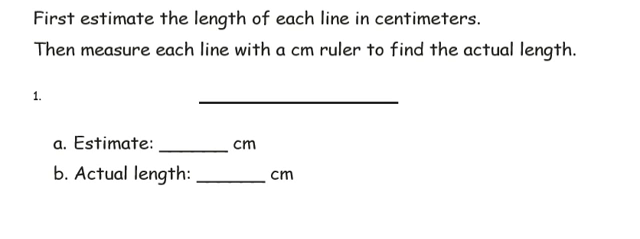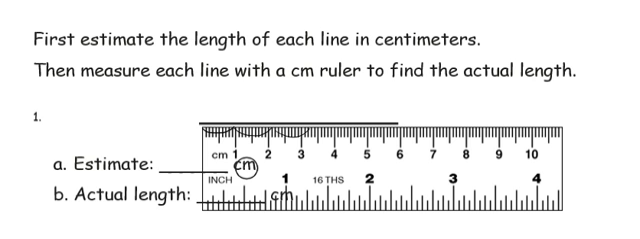For example, a common benchmark used to remember the length of a centimeter is that it's about the width of a pinky finger. So if I'm looking at this line and I want to estimate the line, I could run my pinky finger along the line to see how long it is, and I could count how many times I would use my pinky finger along this line to give me an estimate. Then I will take a centimeter ruler and I'll find the actual length of this line. So the actual length of the line is 6 centimeters.